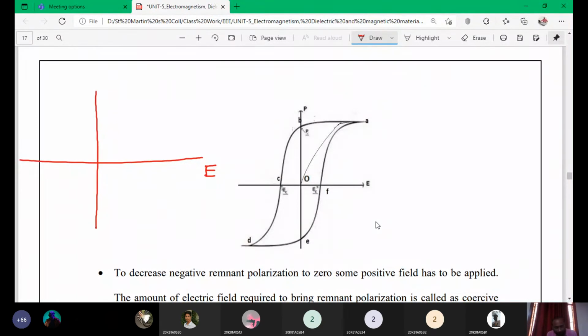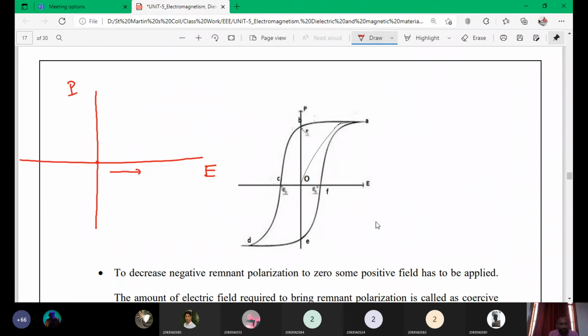Depending on this electric field, you are observing some polarization in the material. First you apply zero electric field, so we are at the origin. That means no polarization. Then you slowly increase the electric field.